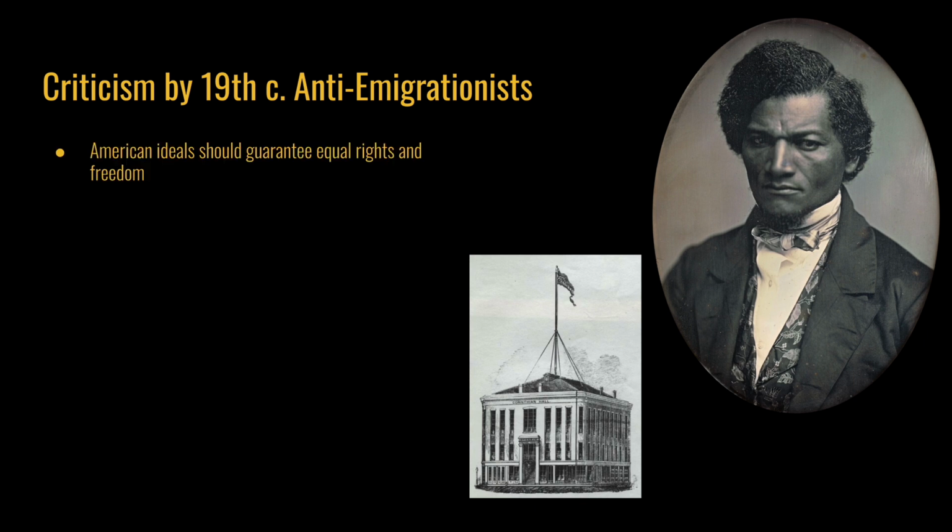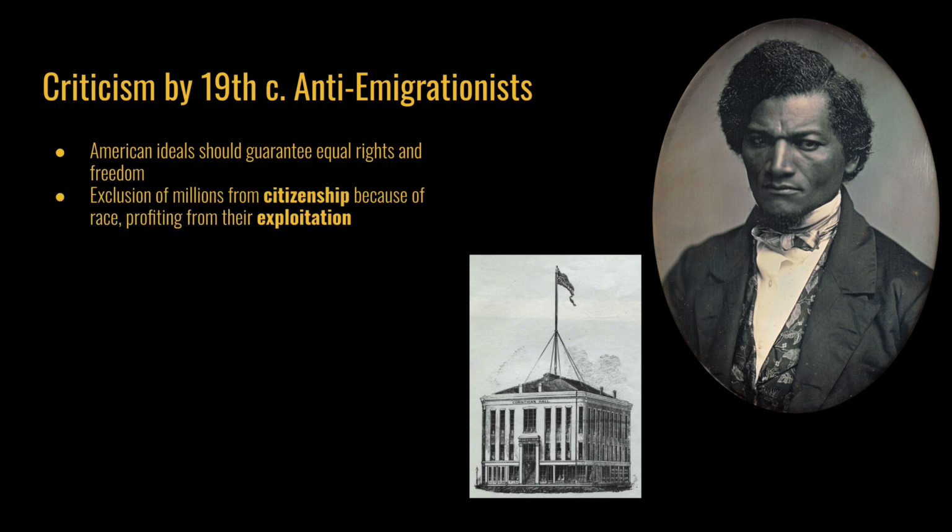Some of the common criticisms by the 19th century anti-emigrationists were that American ideals should have guaranteed equal rights and freedom for all, and the exclusion of millions from citizenship because of race while simultaneously profiting from their exploitation was wrong. This was highlighted in both the colonization movement and the country's celebration of holidays like the 4th of July.